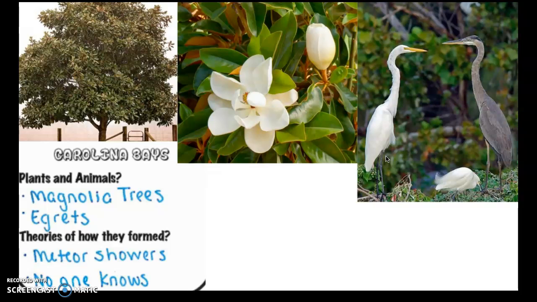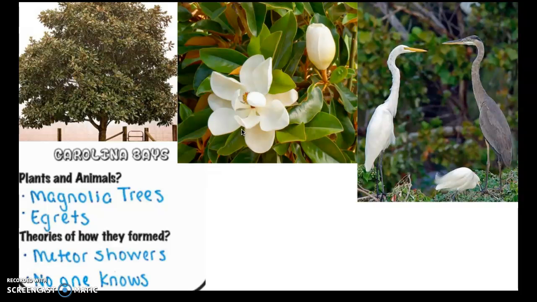And our very last one is the Carolina Bays, which, by the way, you might also live in a Carolina Bay. If you live at like White Lake or Bay Tree, you live in a Carolina Bay ecosystem. These plants and animals include the egrets, like the white and gray egret right here, as well as the magnolia trees. A lot of our bay trees, it's a magnolia bay tree. A lot of them are found in our Carolina Bays.